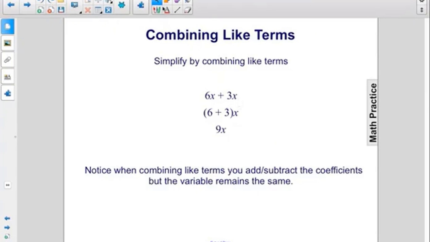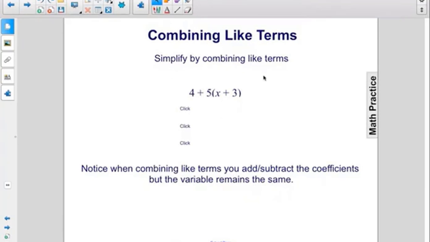Simplify by combining like terms. 6x and 3x are like terms because they both have an x to the first power, so you can combine them by distributing out this x. You factor it out, you put it in the front, and then you leave whatever's behind in parentheses. So you take the x out, you're left with 6 plus 3, and that becomes 9x. Notice when you're combining like terms, you add or subtract the coefficients, but the variable remains the same.